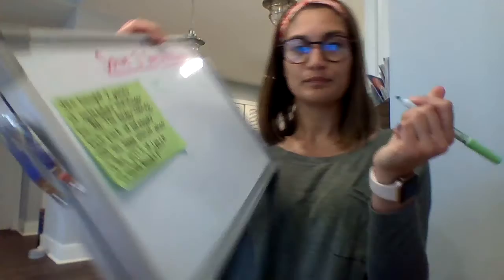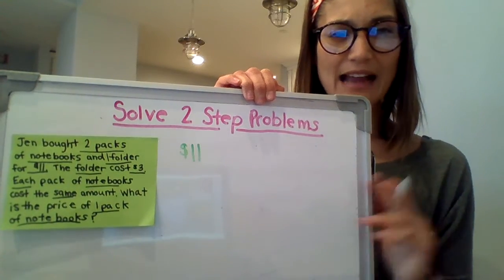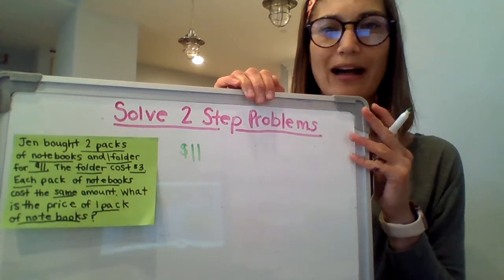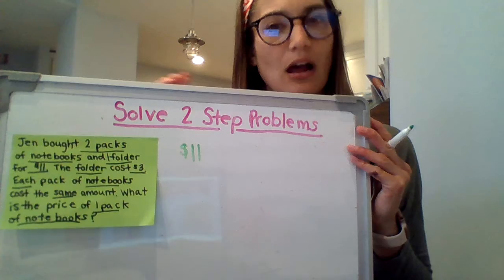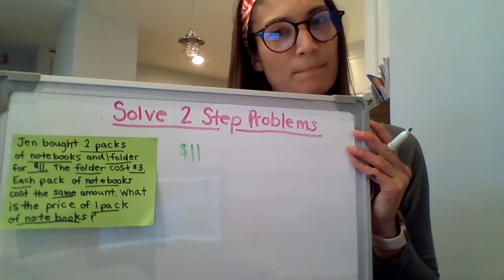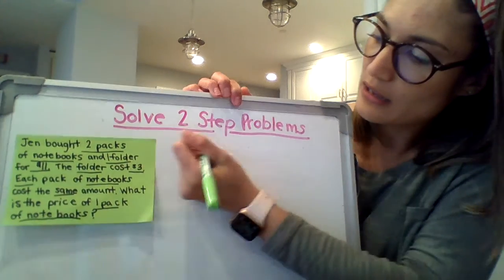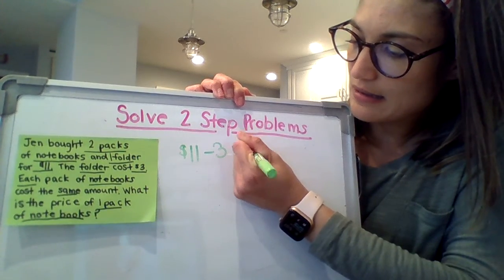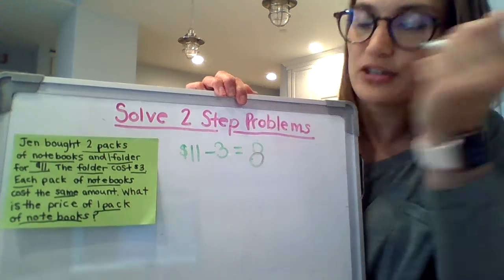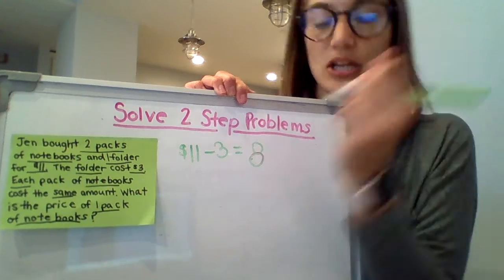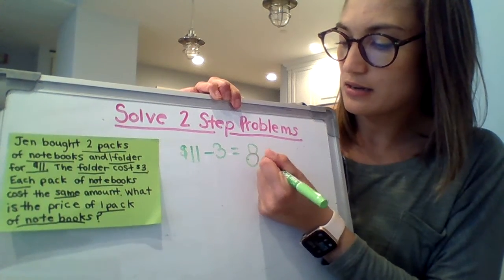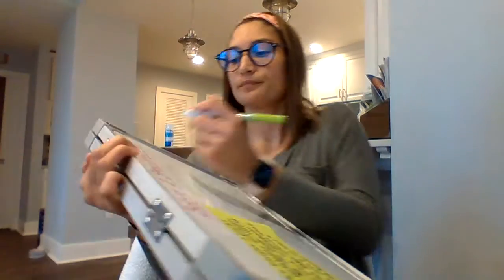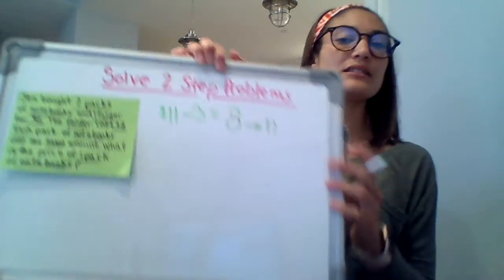So we spent $11. And a folder costs $3. So how can I figure out how much money I spent on the notebooks? Good. I'm going to take away 3 to get $8 because I spent $8 just on notebooks. I'm going to put an N. So remember, that's how much I spent on the notebooks.